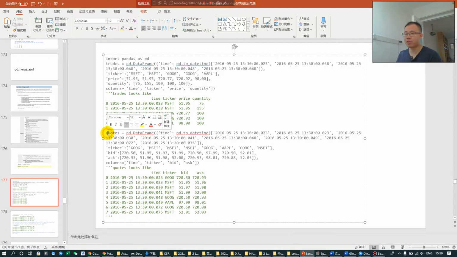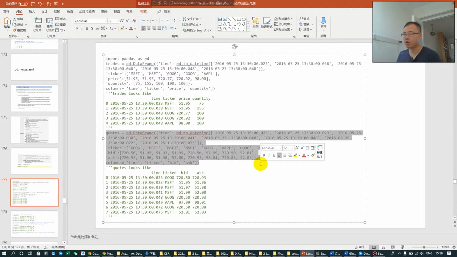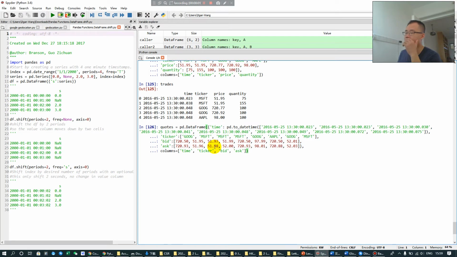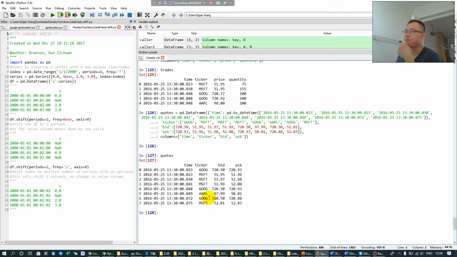And now we have another data called quotes. This data is from the TAQ data sets, the trade and quotes. If you trade stocks, you know that you have quotes data. That means the buyers will give a bid price and the sellers will give an ask price. But these prices are not transaction prices.